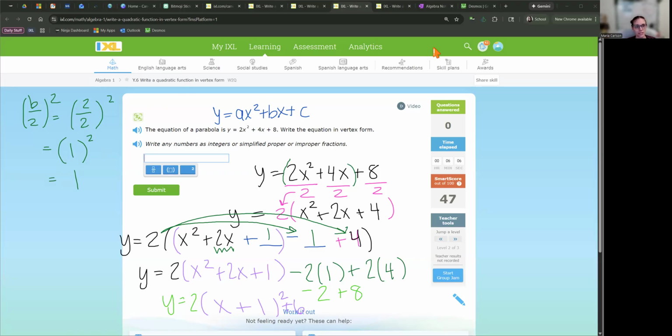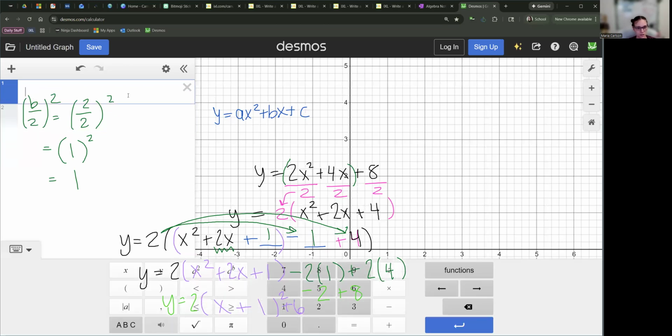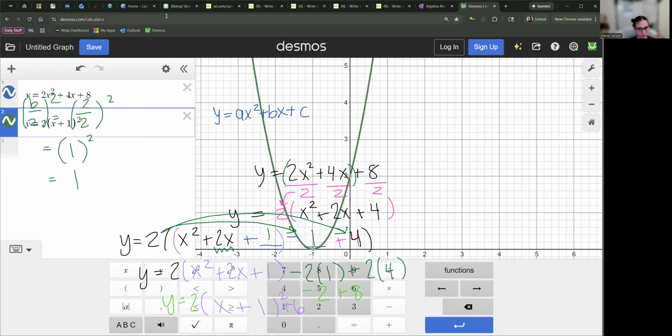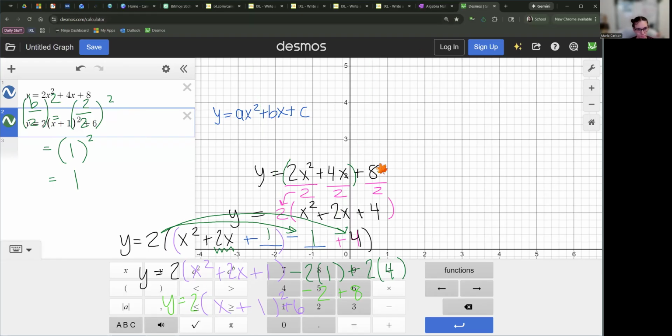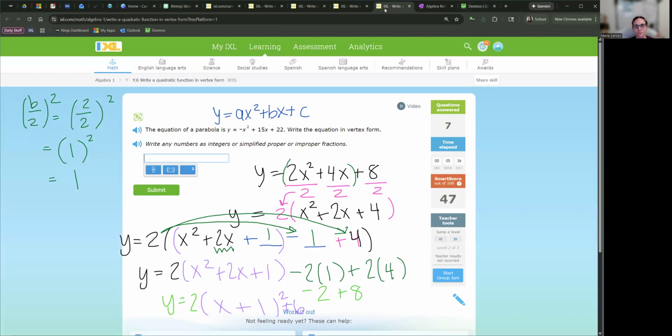I'm going to test my work. I'm going to put this in Desmos and test the original answer. I think I already have something in there, maybe. Yeah. All right. So I know it's kind of messy, but I need the writing here. Y equals 2x squared plus 4x plus 8. And then y equals 2 times x plus 1 squared plus 6. And you'll notice if I test these two answer options, I'm trying to get the green to go away. There we go. The green and the blue are the same exact line. So that's how I know I did this correctly.